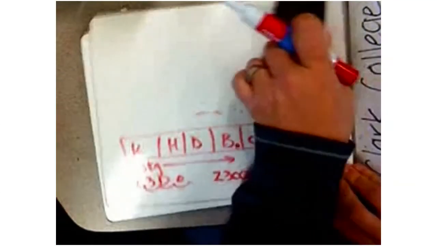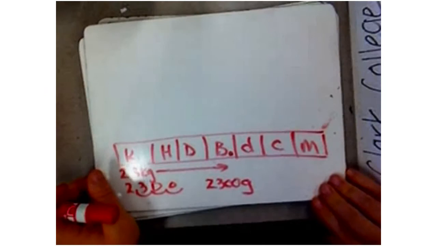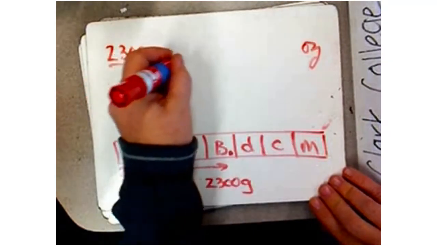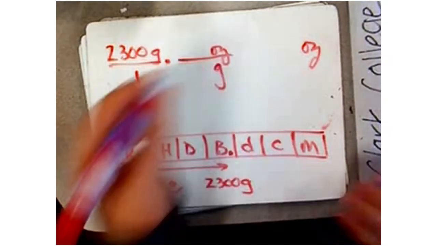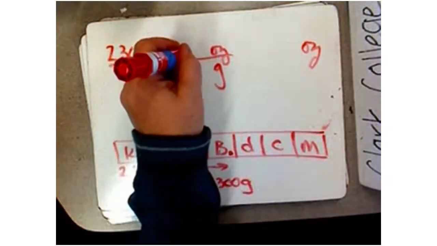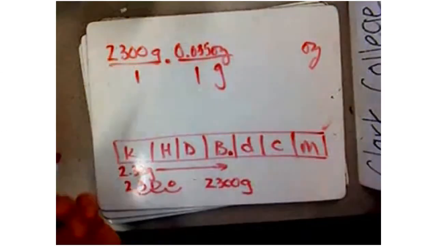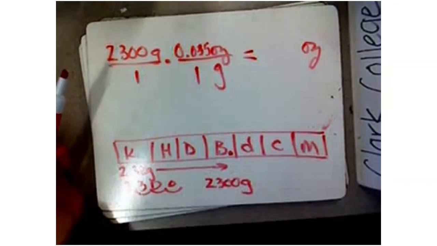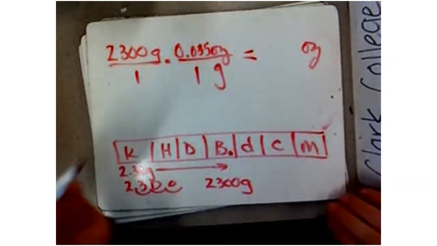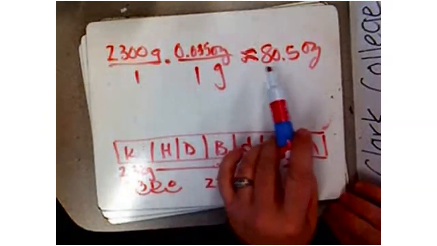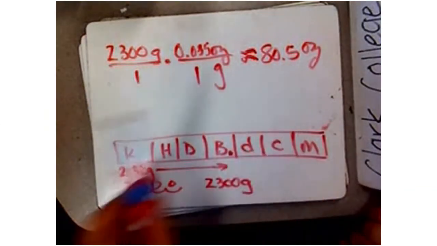Well, then I could do a bridge with grams at 2,300. So I'm going to show that. Your book does too. We could have 2,300 grams over 1, and we want to get to ounces. So we would need a bridge with grams in the bottom and ounces in the top. And 1 gram is approximately 0.035 ounces. So we would multiply 2,300 times 0.035 equals 80.5 ounces.